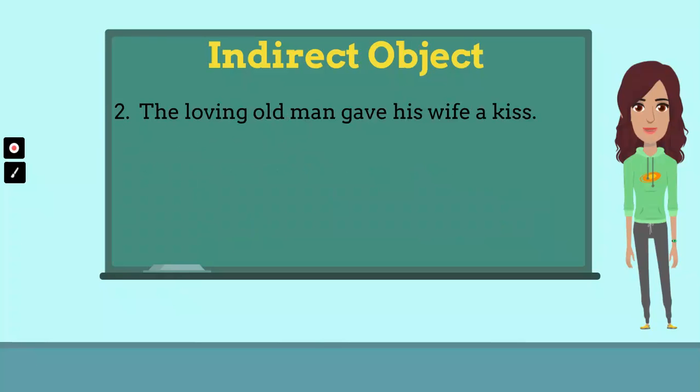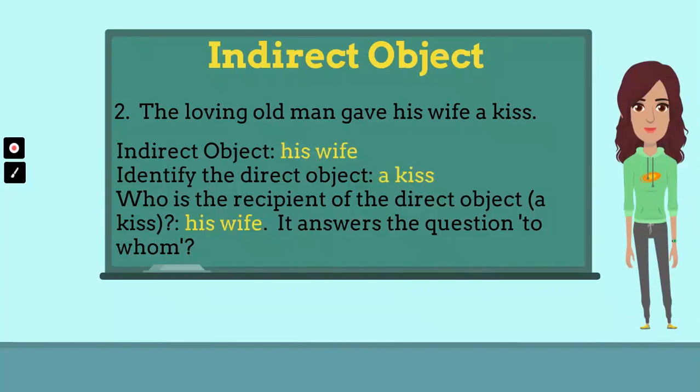Let's move on to example number 2. The loving old man gave his wife a kiss. Again, our objective here is the same, to identify the indirect object. But firstly, we must identify the direct object and then see who is the receiver of the direct object. So your verb here is gave. To identify the direct object, you ask yourself, gave what? The answer is a kiss. So that's the direct object. Now, who is the receiver of this kiss? To whom did the old man give a kiss? The answer is his wife. So the indirect object in this sentence is his wife because his wife is the receiver of the kiss, which is the direct object.